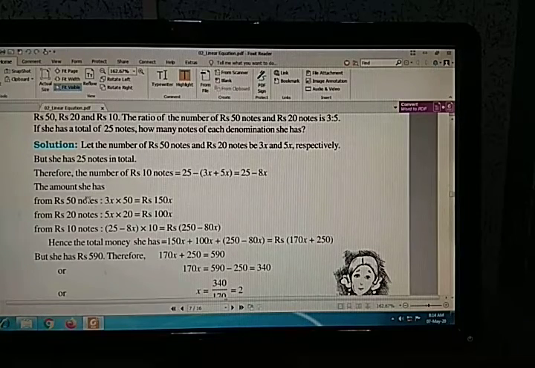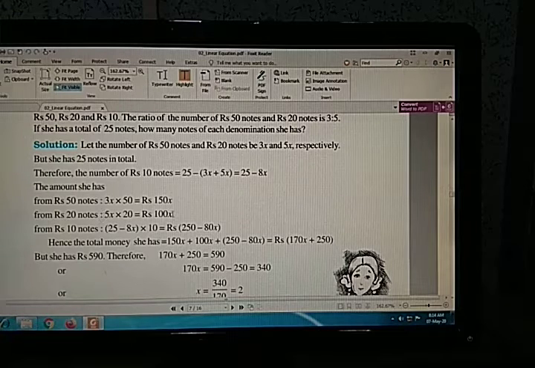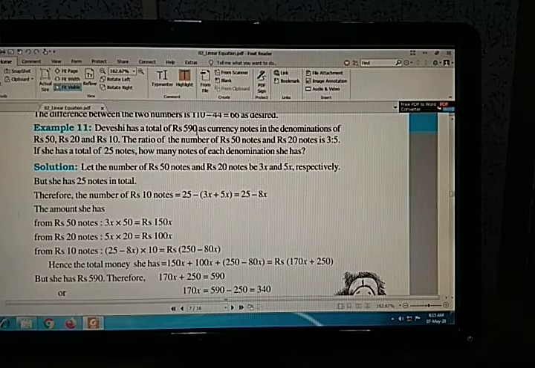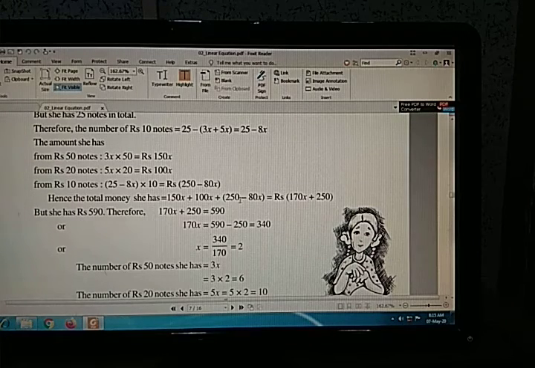Now if we see carefully, the amount she has in 50 rupee notes is 3x into 50, that is rupees 150x, because the denomination is 50, just like the earlier question. Here also you multiply 5x by 20, that will be 100x. And the 10 rupee notes, we already know, will be multiplied by 10. So 10 into 25 is 250, and 10 into 8x is 80x. And all total, the sum will be rupees 590. Be careful while taking the sum, because here you have to make proper use of brackets.